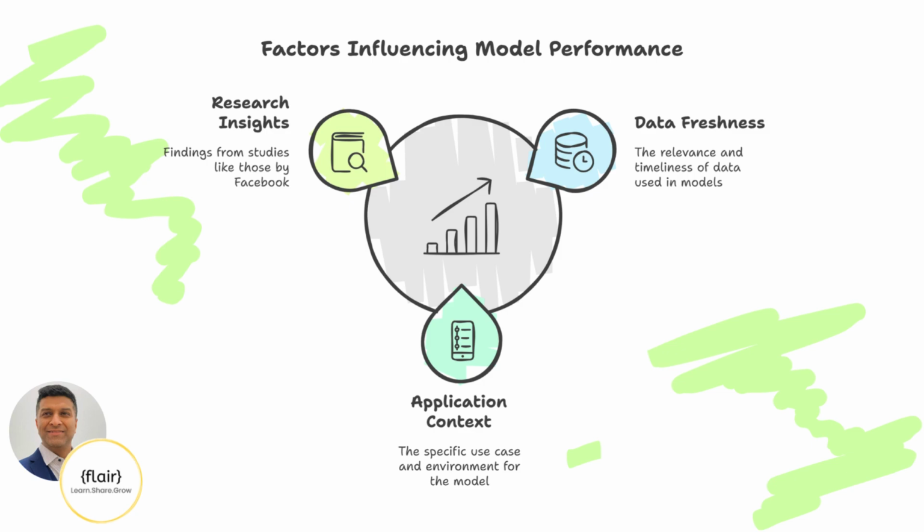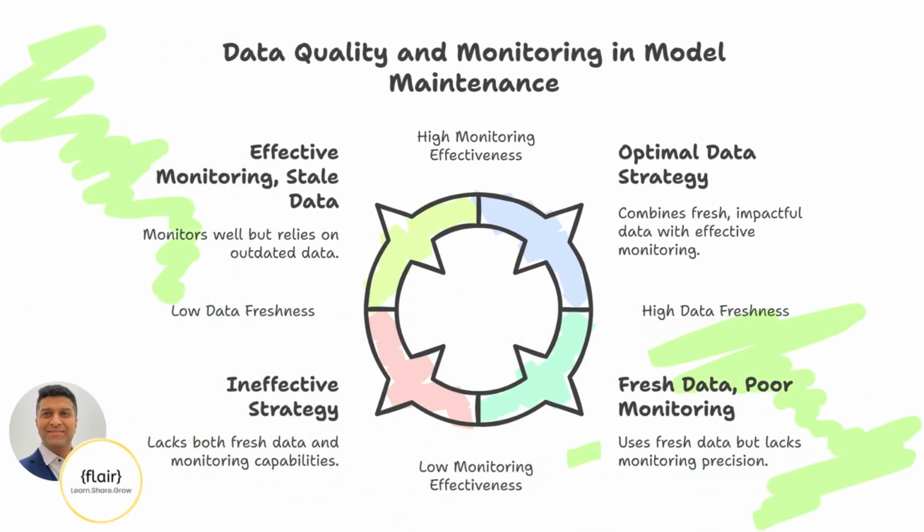Then there is the whole monitoring aspect. You need to be able to detect when those data distribution shifts are happening. When the data your model is seeing in production starts to diverge significantly from what it was trained on, that's a big red flag. It might be time for an update.